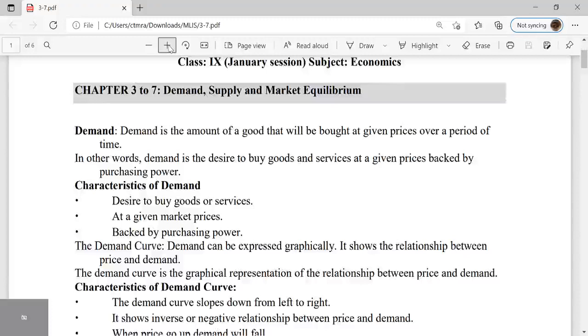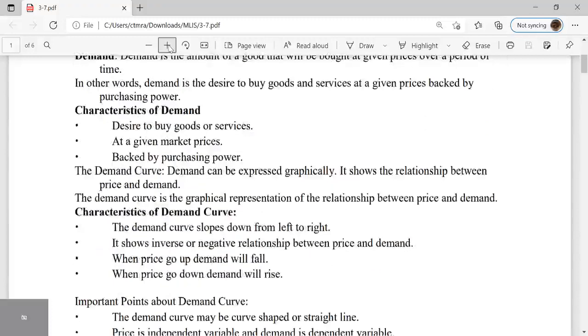And some characteristics are mentioned here that this is basically a desire to buy the goods, but it's also backed by the purchasing power, and it depends on the market prices. It's not fixed; it changes according to the market prices. Then next we have the demand curve.